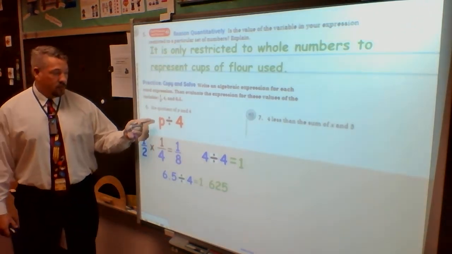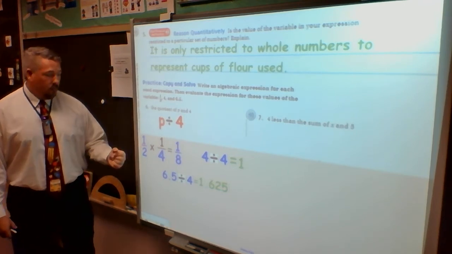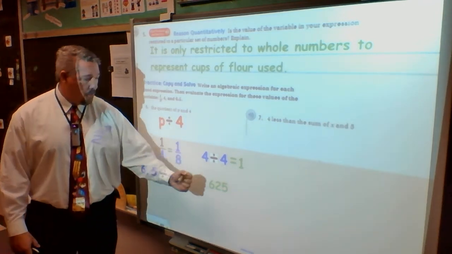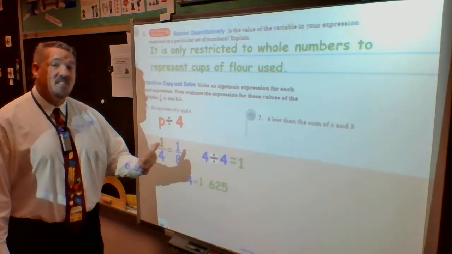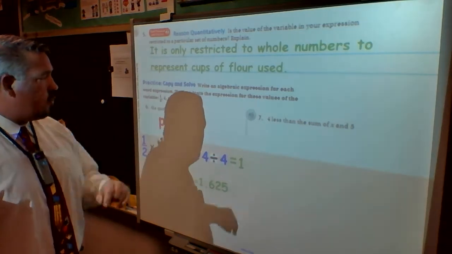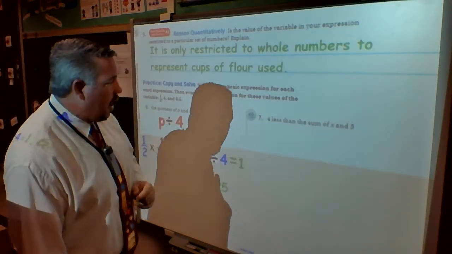Now let's look at this. 1 point for my expression. 1 math problem, 1 answer. 1 math problem, 1 answer. 1 math problem, 1 answer. Once again, 7 points. This one over here says 4 less than the sum of 8 and 5.